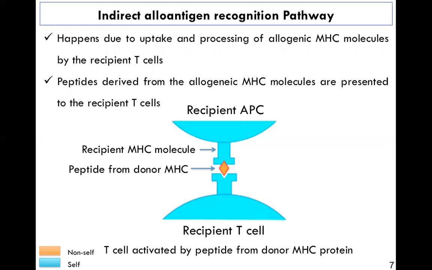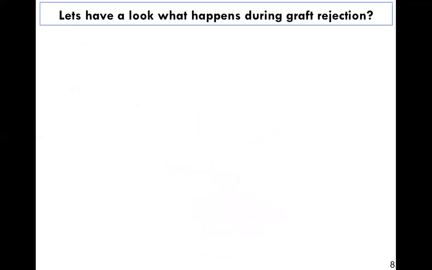Now let's have a look at exactly how all these processes, direct and indirect allo-recognition, take place. Let's try to understand this phenomenon. As you look here in slightly more detail, this process takes place in 3 steps. First we call it sensitization. What happens in the first stage, during the sensitization phase, is that the recipient T cells will show a foreign antigen on their surface.